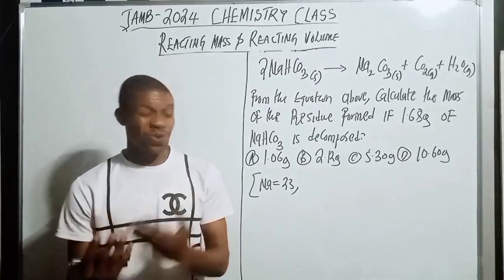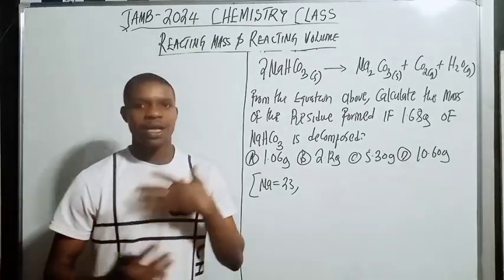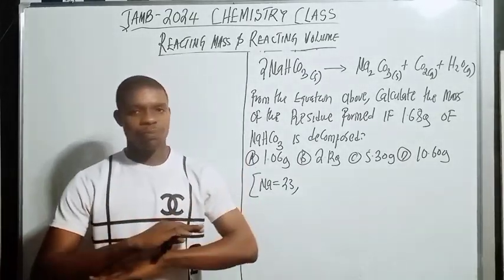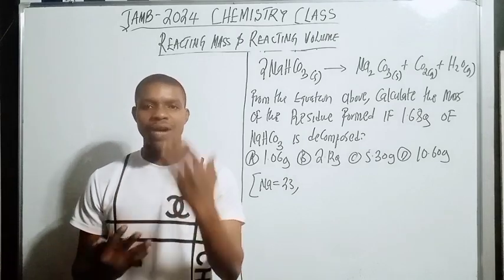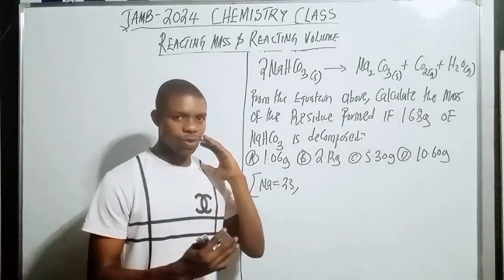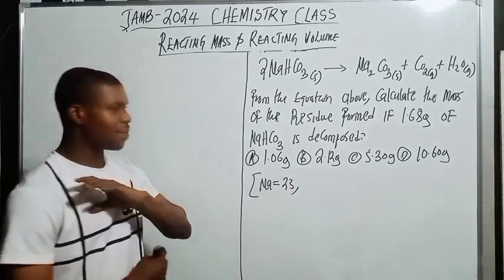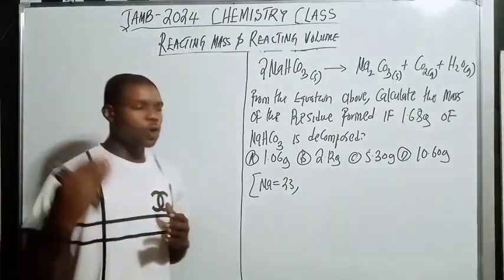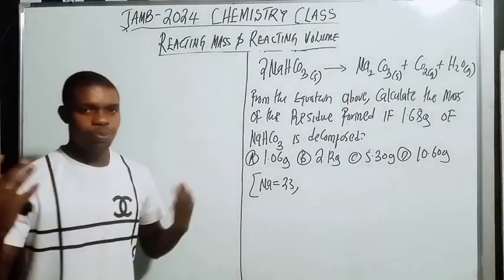All the questions we have solved so far have the balanced equation. But the time will come when there are some questions that will not have a balanced equation. So you have to write the balanced equation yourself before you can solve everything. But here, the balanced equation has already been given to us. So how do we solve this? Please pay close attention.